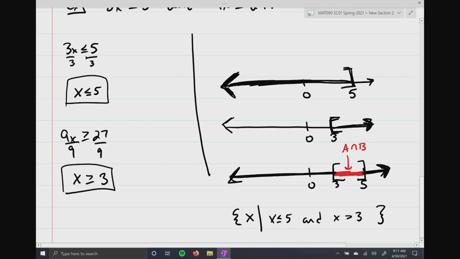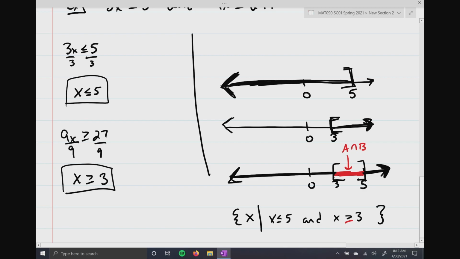Now, that is what I'm looking for when I have an and statement. I need values of x that satisfy both inequalities. That will only occur between 3 and 5. And you are allowed to include 3 and 5 in your solutions because it's less than or greater than, sorry, I forgot that right there. Because it's less than or equal to and greater than or equal to.